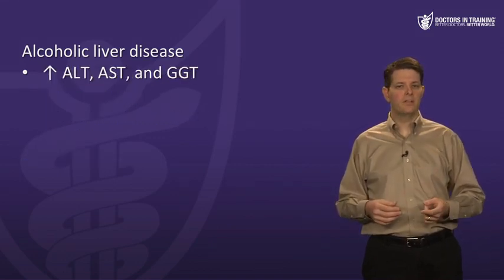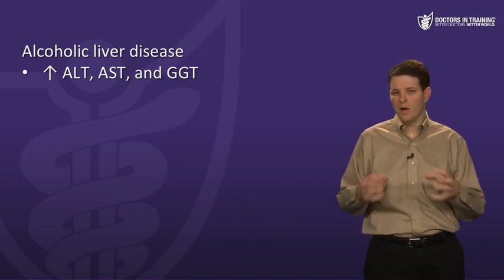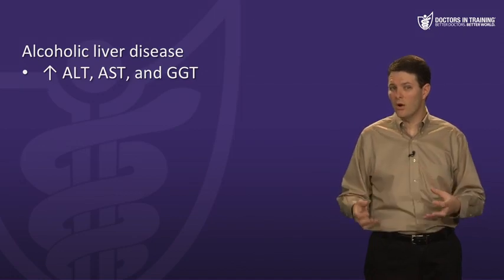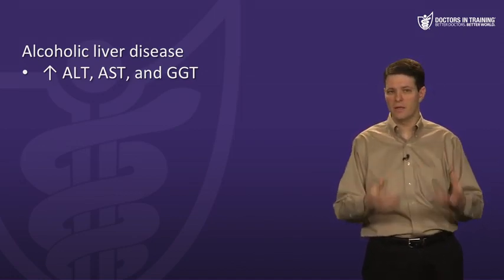Lab work may show elevated ALT, AST and GGT early on, but once you become so cirrhotic that most of the hepatocytes have been damaged, those labs could be normal or even low, because when you don't have many hepatocytes left, there's no more AST and ALT to spill out into the blood.